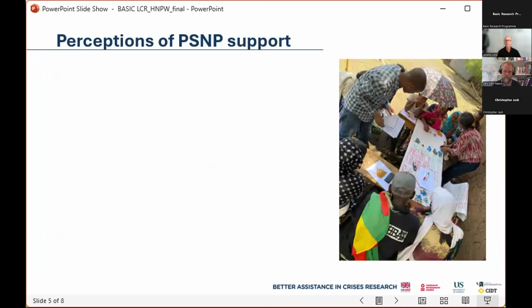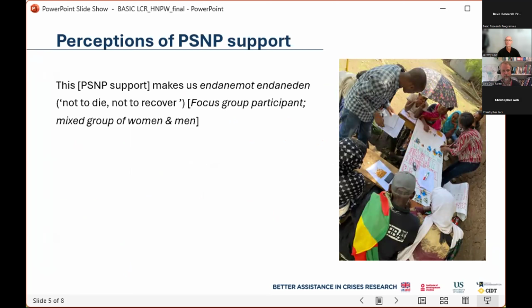So what role has PSNP played? I'm going to show two quotes that reflect very well, and are at the core of, how people perceive PSNP in this context. The first one is, as you can read, "PSNP support makes us not to die, not to recover." And this is something that came up time and time again.